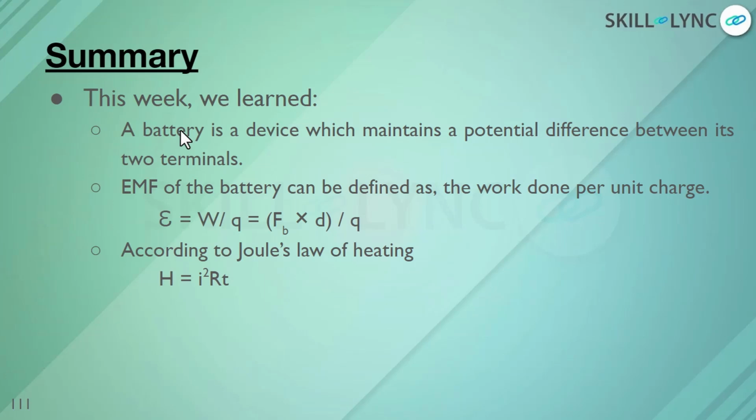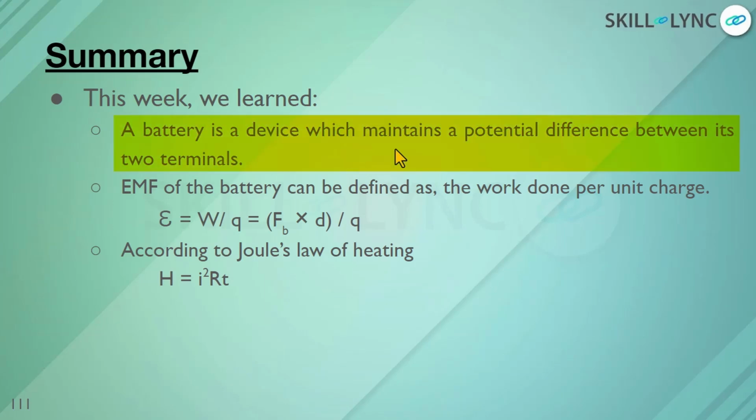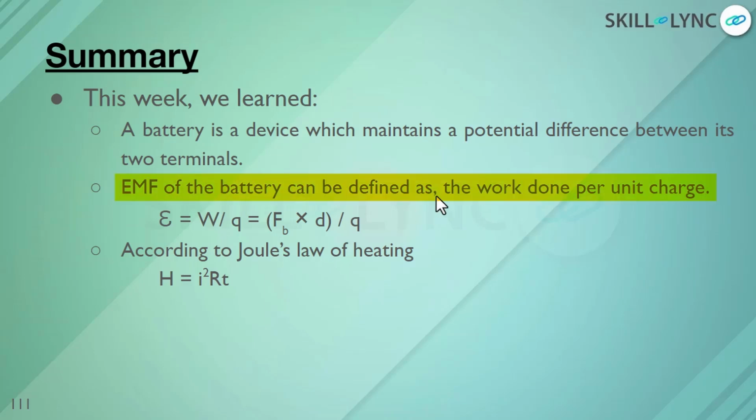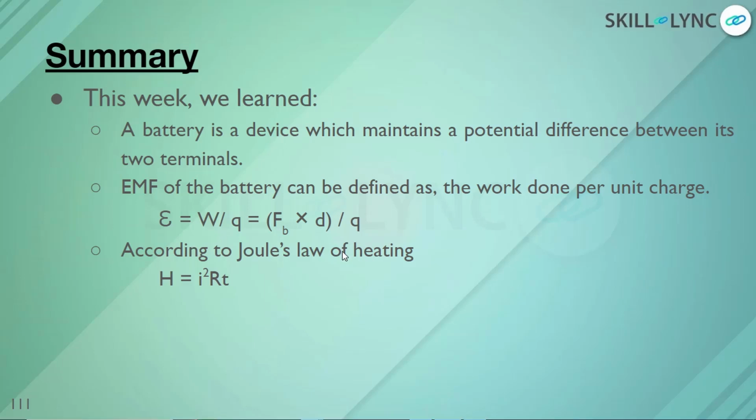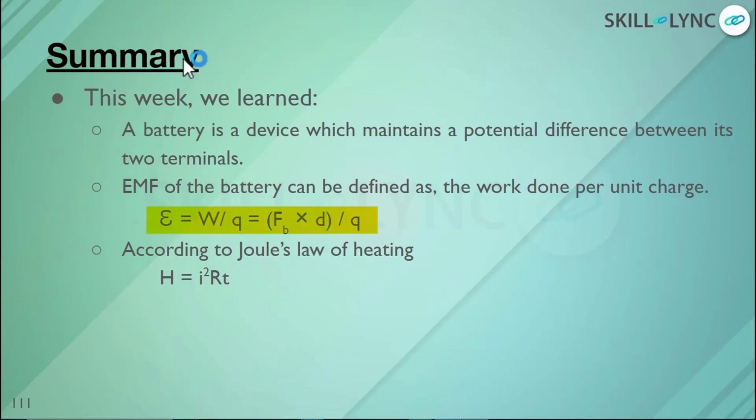We also got an opportunity to learn about batteries. A battery is a device which maintains a potential difference between its two terminals, where the EMF of the battery can be defined as the work done per unit charge. Thereby, EMF, written as E, equals work done per unit charge, W by Q, where W is work done and Q is the charge. Also, work done can be written as F into d, which is force into the distance covered by the charge. Thus, the EMF of the battery can be defined as E equals F into d divided by Q.